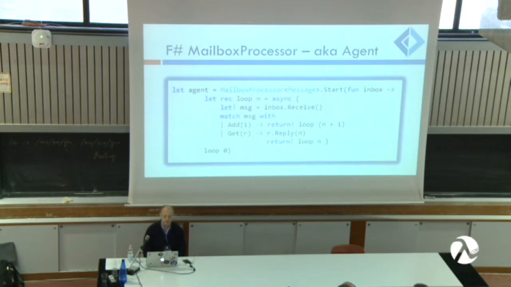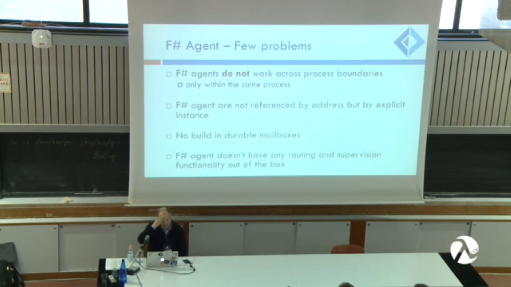It's not a bug, but the problem is here. The problem is that you reference the agent by an explicit instance, not by address. What does this mean? What it means is that the agent is a memory slot, right? It doesn't work across boundaries, it's just in process. And the queue is not durable. If the agent crashes, you lose your state. And it doesn't have any supervision or routing built into the framework.